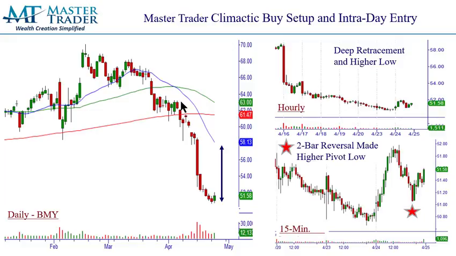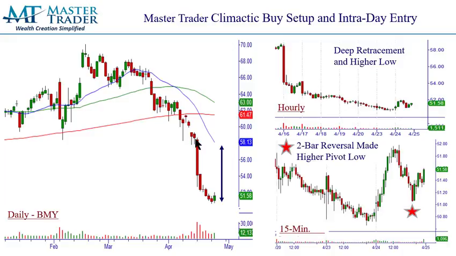See here, 1, 2, 3, 4, 5, 6, 7 red bars. Those 7 red bars are not a Master Trader climactic buy setup. Why? Because they're gapping up, down. I don't have lower highs. They aren't fluid. It's not far from the 20. That's actually a bearish breakdown.